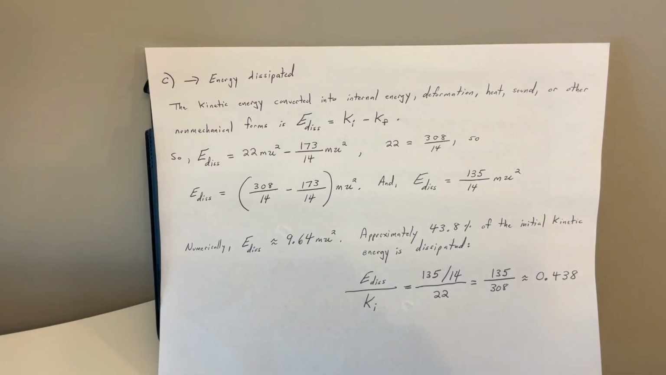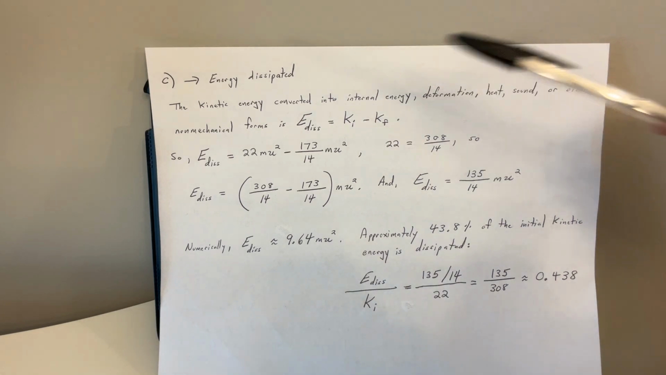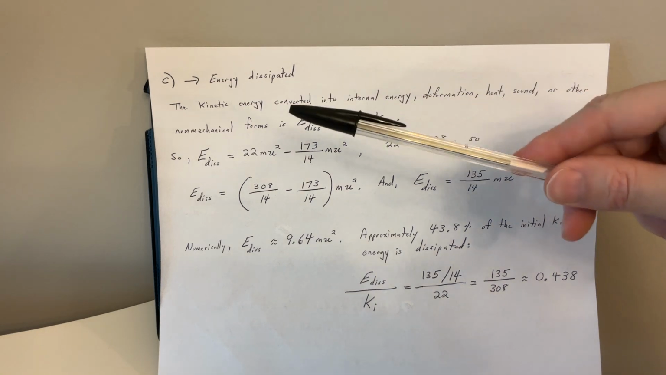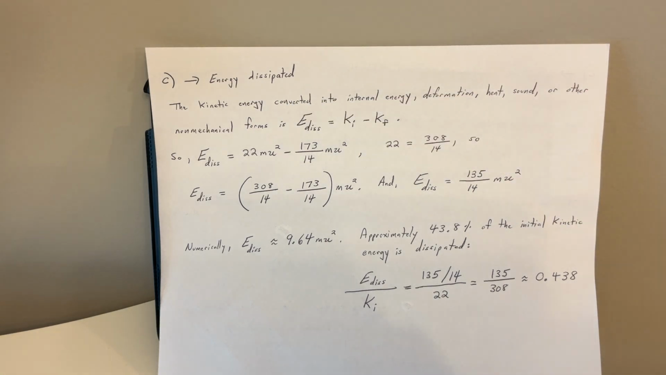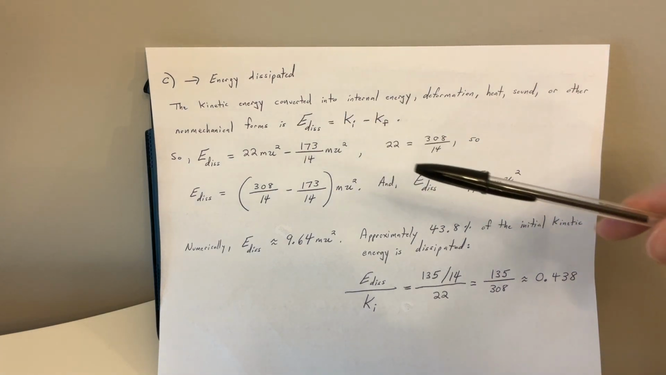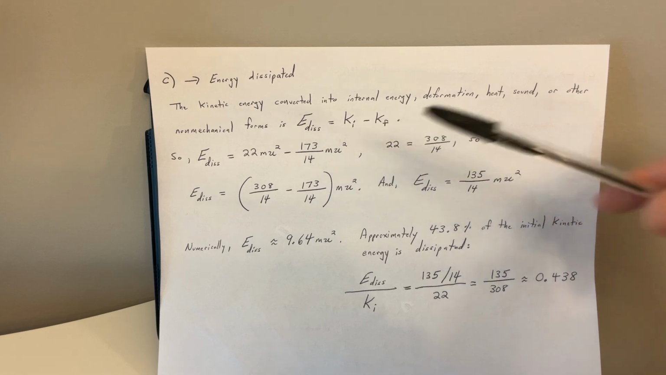All right, so part C of the momentum and variable mass collision problem. For this, what they want us to do is find the energy dissipated. So the energy dissipated, we could say, is the kinetic energy converted into internal energy, deformation, heat, sound, or other non-mechanical forms: E sub diss equals K sub I minus K sub F.